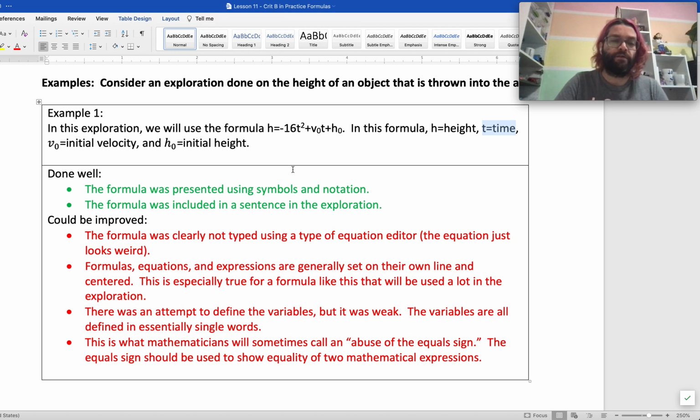The last thing is, in my opinion anyway, what some mathematicians would call an abuse of the equal sign. The equal sign really should be used to show equality of two mathematical expressions. So we really shouldn't say h equals height. You should really say something like h is the height of the object.